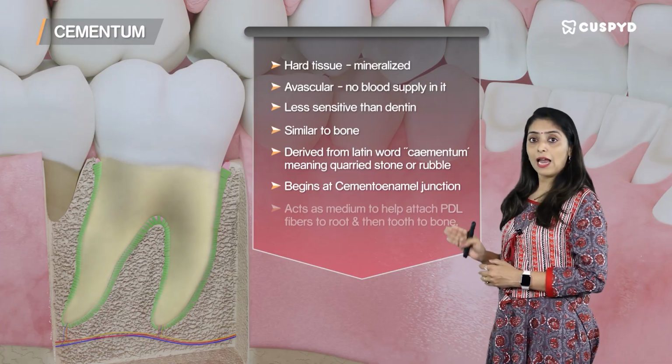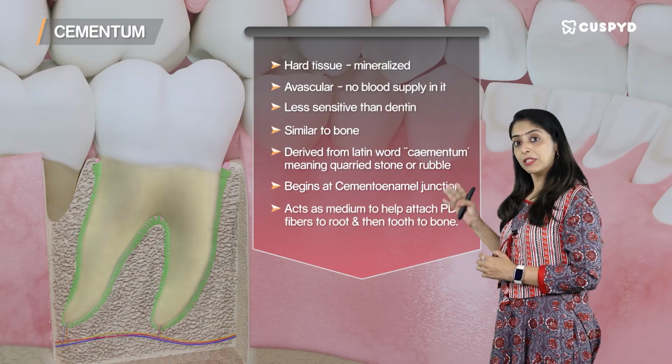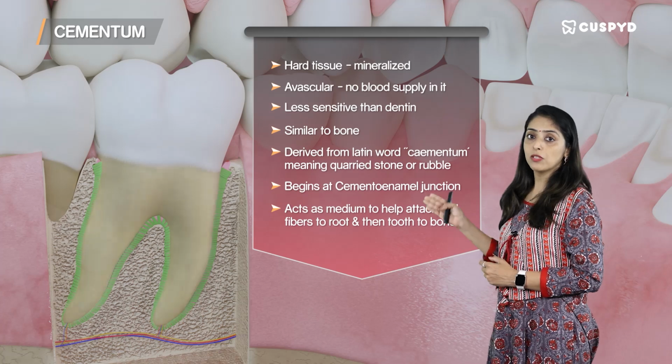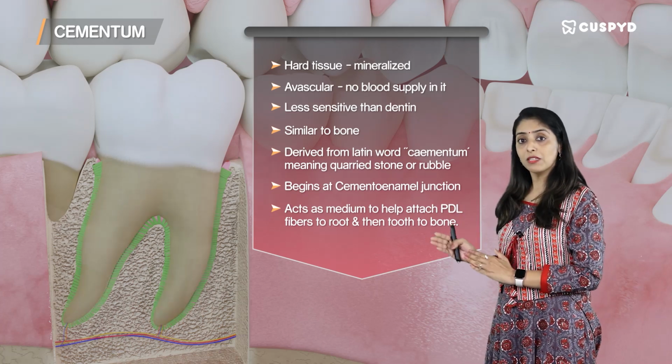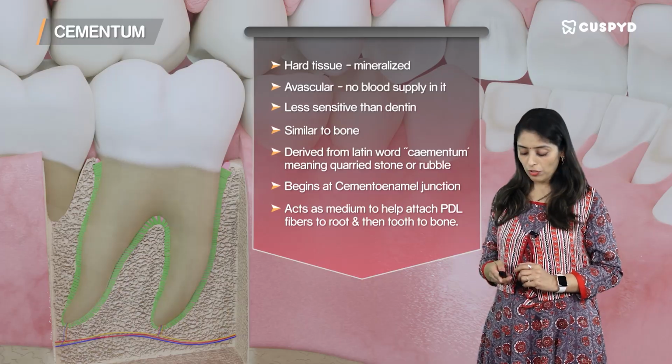This cementum acts as a medium to help attach the periodontal ligament fibers to the root. And that is why it will help the tooth to be attached tightly to the bone.